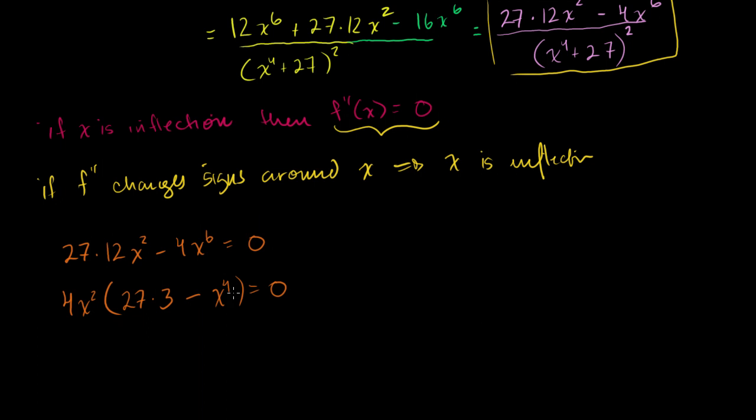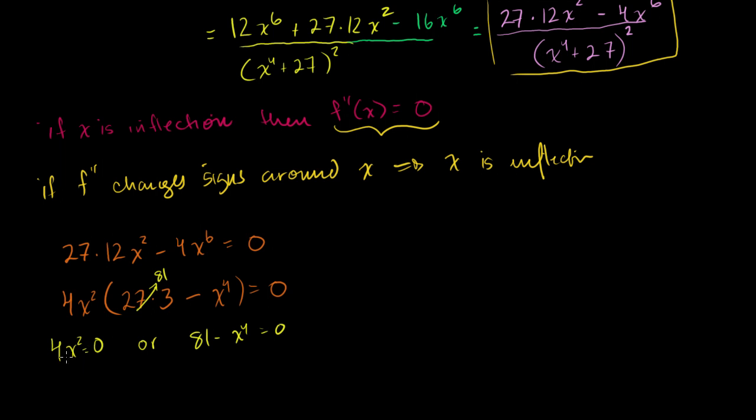So the x's that will make this equal 0 will satisfy either 4x squared is equal to 0, or, now 27 times 3, I can do that in my head. That's 81. 20 times 3 is 60. 7 times 3 is 21. 60 plus 21 is 81. Or 81 minus x to the 4th is equal to 0. Any x that satisfies either of these will make this entire expression equal to 0. Because if this thing is 0, the whole thing is going to be equal to 0. Let me be clear. This is 81 right there.